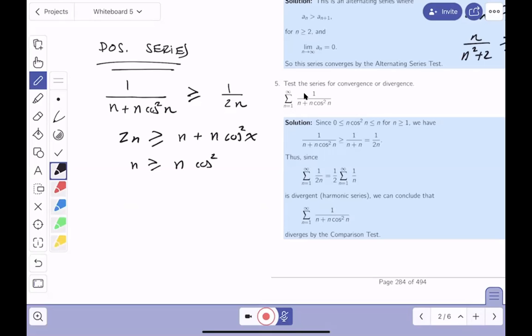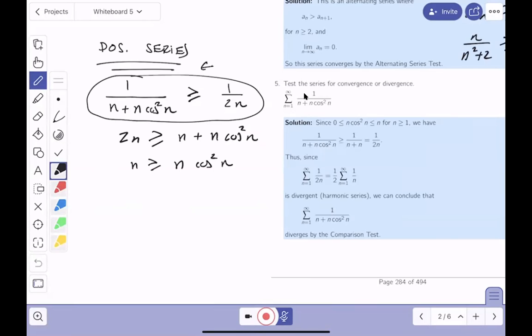I'm sorry, I put an x there. I'm so used to writing that down. I got to think for a second. I'm going to agree that's true. And why is that? n is always going to be greater than or equal to n times the cosine squared of n. Why is that? The most the cosine squared could be is 1. So this is fine. This is good.